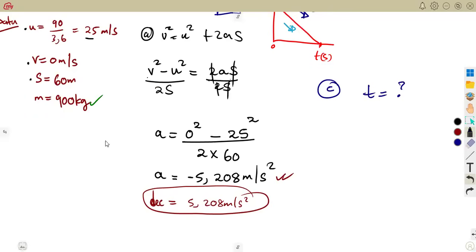This time, guys, we are saying we have, from here, from the u, this is what we have. We have got initial velocity, remember? We have got final velocity. We have got the distance. We also have the acceleration. Remember, we calculated the value of a here.